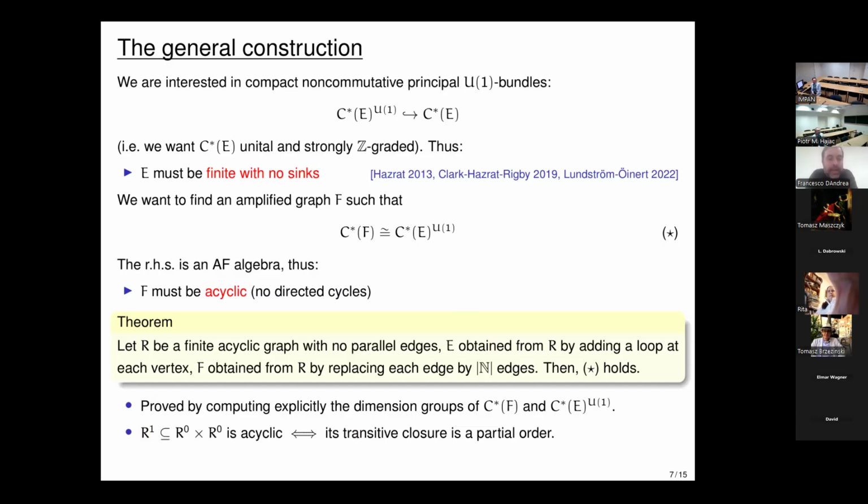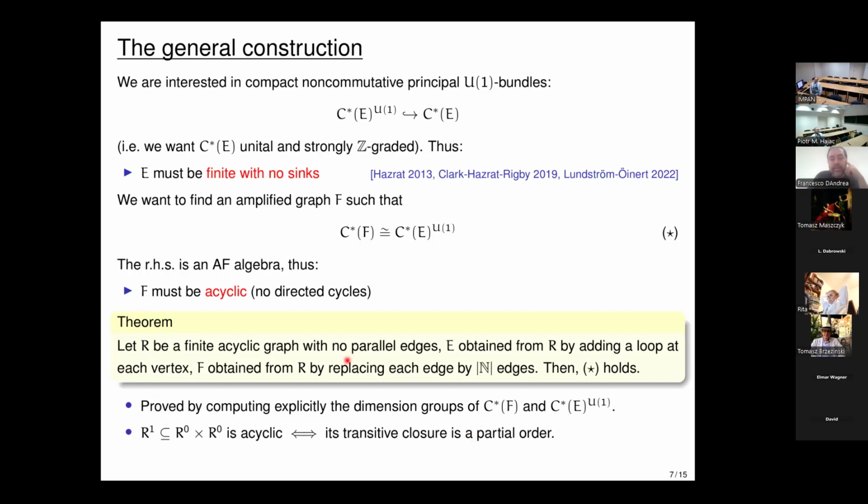Now suppose that R has no multiple edges. So this means the source and target map, the Cartesian product, is injective, and you can think of R1 as a subset of R0 cross R0. So R1 in this case is a relation on the set of vertices. And a relation as a graph is acyclic if and only if the transitive closure is a partial order.